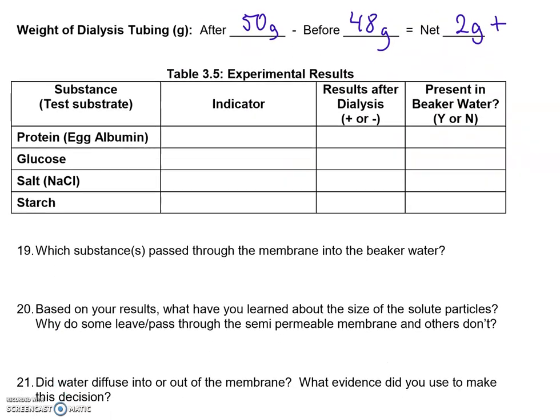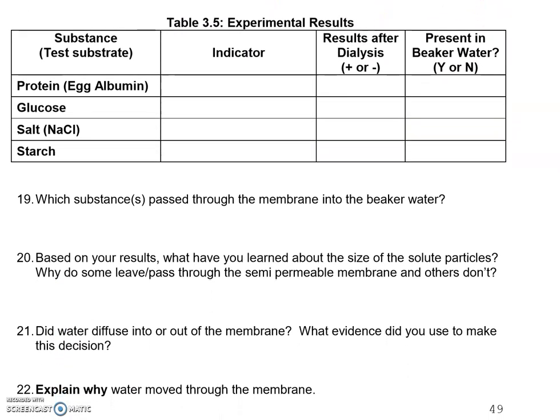Okay, so now the experimental results. If you're testing your beaker water for the protein and the glucose, again we're going to use the dipsticks. The result of the dialysis for protein should be negative, therefore present in the beaker water, no. Glucose should be positive and present in the beaker water, therefore yes.